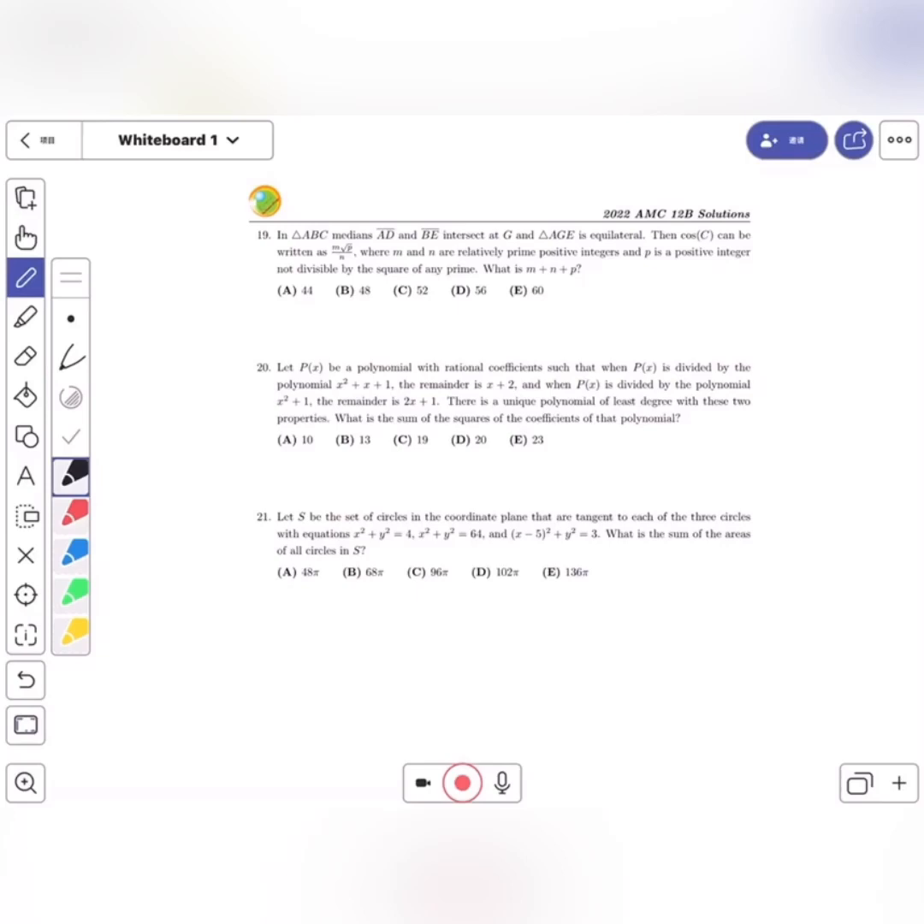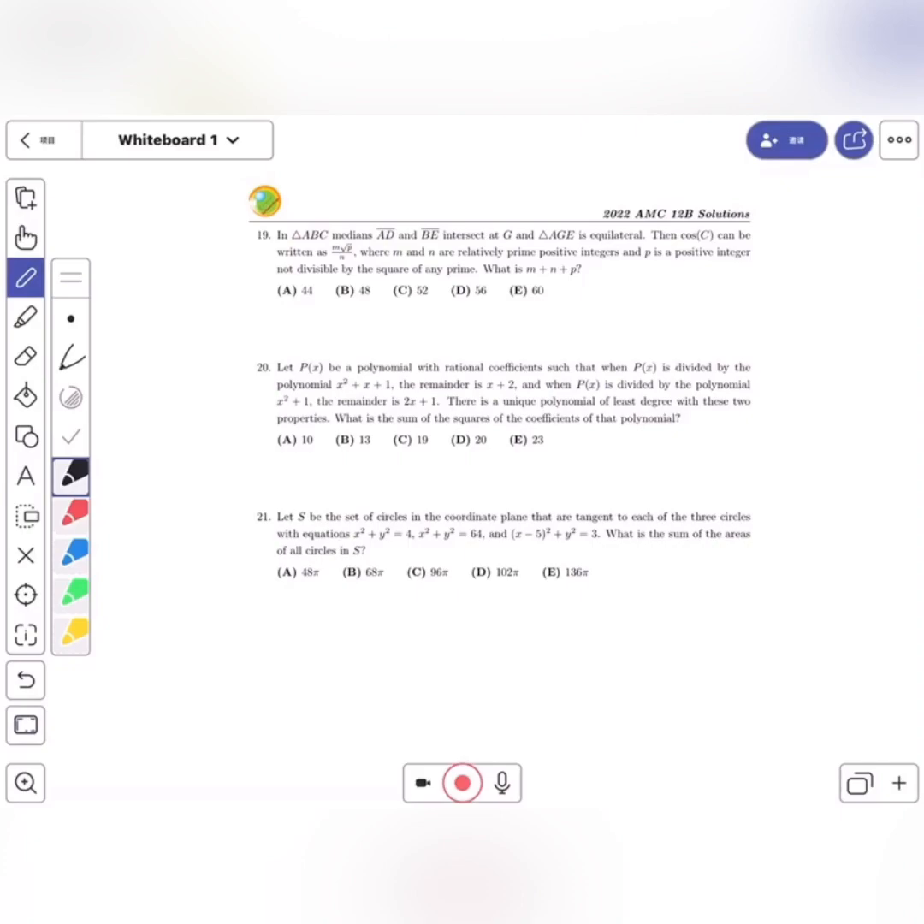Let p of x be a polynomial with rational coefficients such that when p of x is divided by the polynomial x squared plus x plus 1, the remainder is x plus 2. And when p of x is divided by the polynomial x squared plus 1, the remainder is 2x plus 1. There is a unique polynomial of least degree with these two properties. What is the sum of the squares of the coefficients of that polynomial?